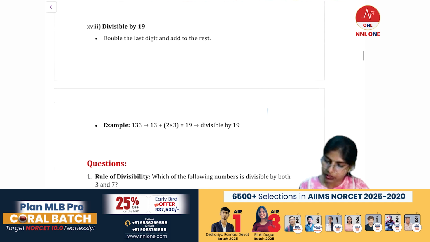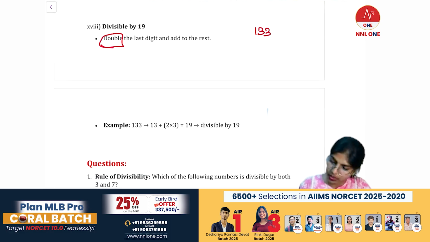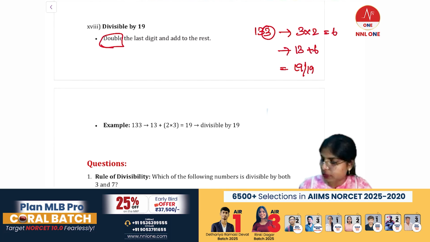Next, divisibility rule of 19. It is also the same as that of 7, but we are going to add it. That is, we are going to double or multiply the last digit by 2 and we are going to add it to the rest of the numbers. That is 133. Take it as an example. 3 into 2 is 6. So 13 plus 6 is 19. So 19 is divisible by 19 as well.